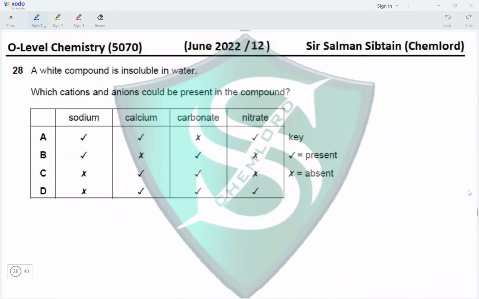Question 28. A white compound is insoluble in water. Which cation and anion could be present in the compound? Sodium should not be present because all sodium salts are soluble. Calcium could be present. Carbonate could be present. Nitrate, all nitrates are soluble. So nitrate is not present. So sodium should not be present, so option C and D, which eliminates option A and B. Calcium could be there, yes. Carbonate could be there, yes. But nitrate should not be there. So option C is the correct option for this question.